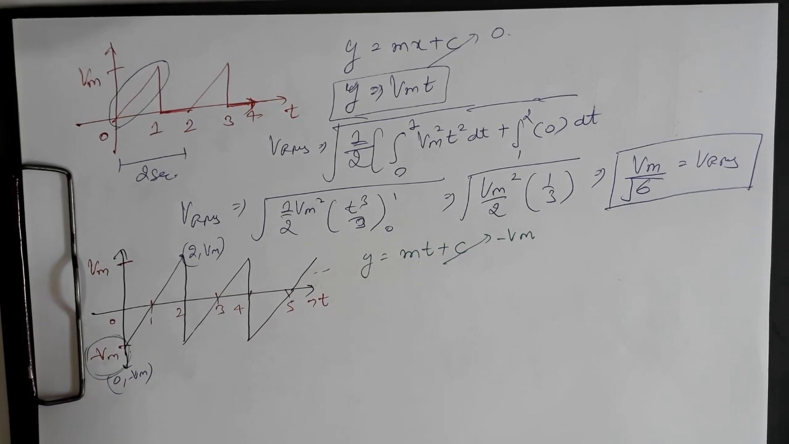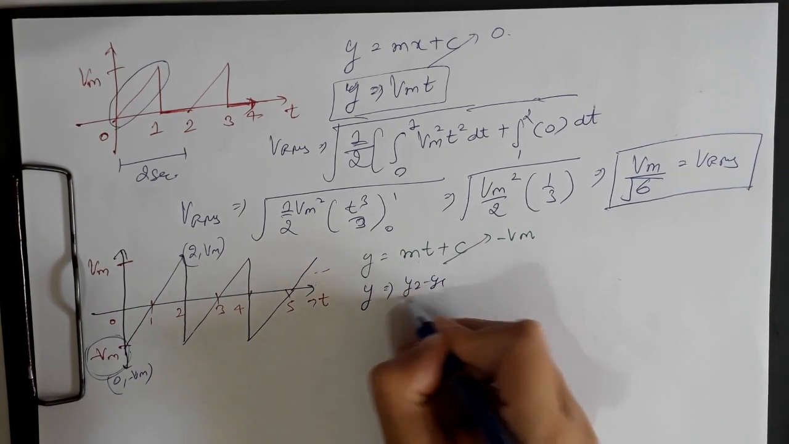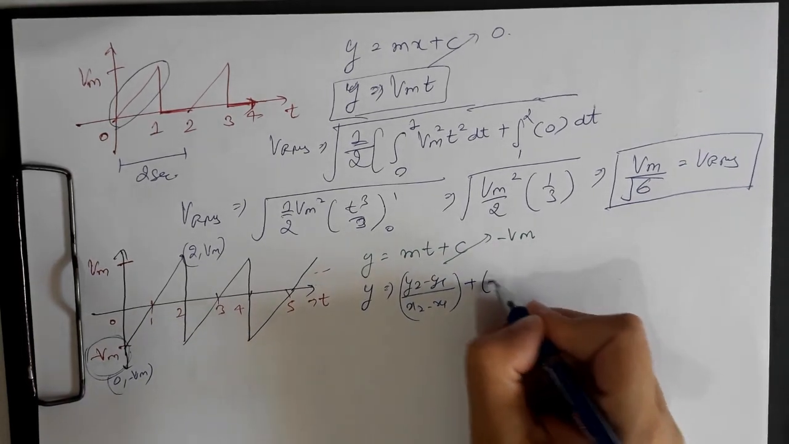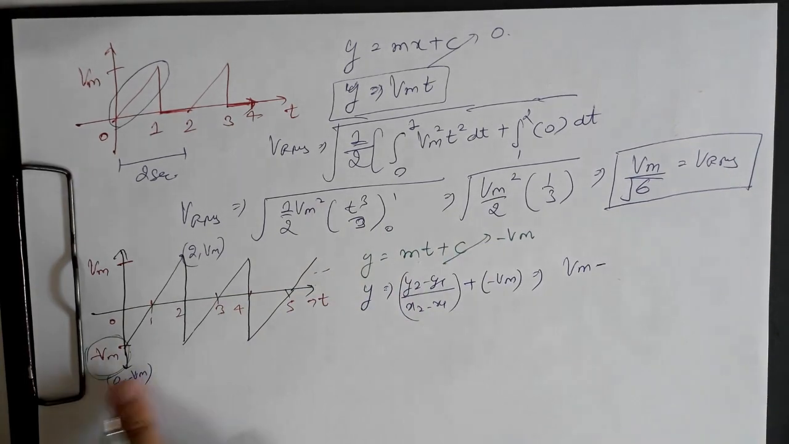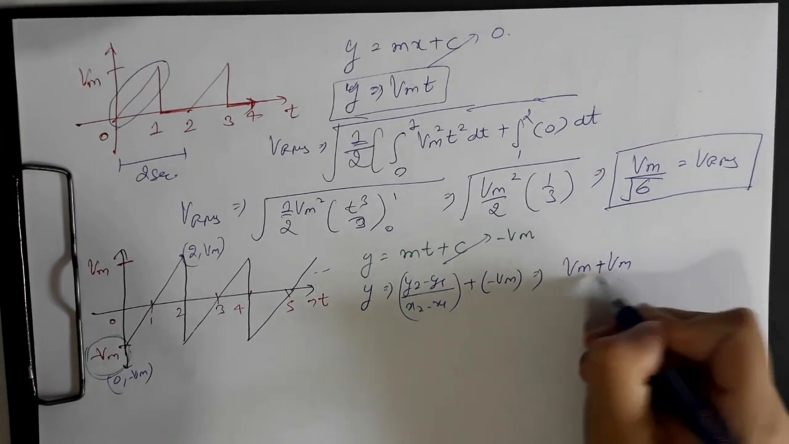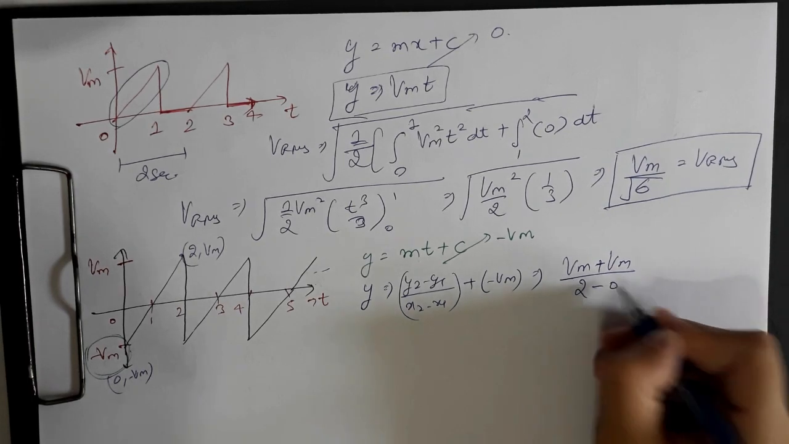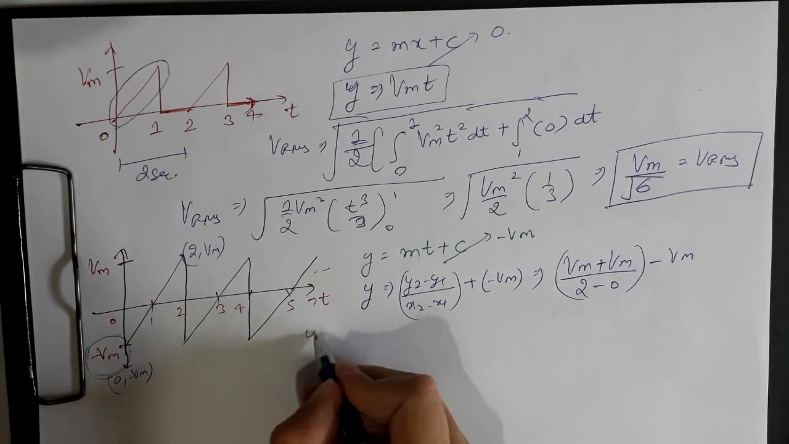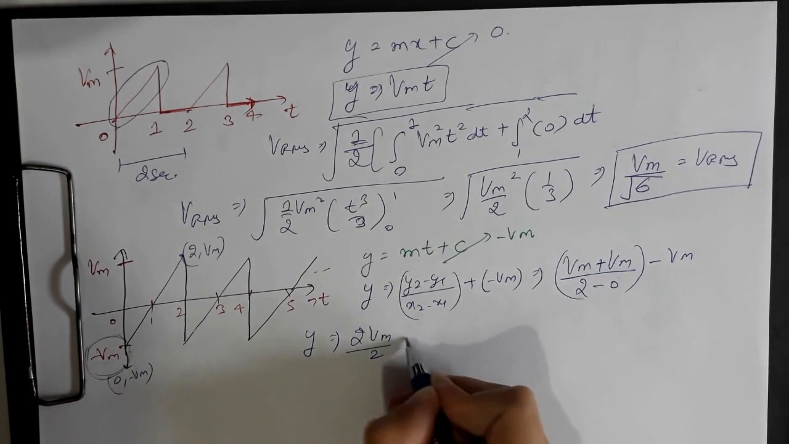And we have to find out the slope of this line. So y is equals to y2 minus y1 upon x2 minus x1 plus c. C is -Vm. So here y2 is Vm minus y1 is -Vm. So minus minus plus upon x2 is 2 and x1 is 0 minus Vm. So y is equals to, this is twice of Vm upon 2 minus Vm.